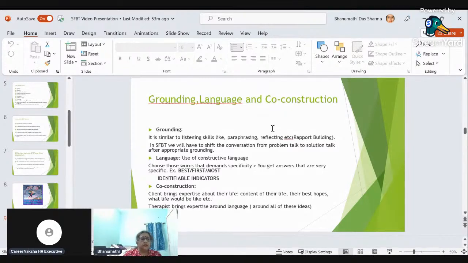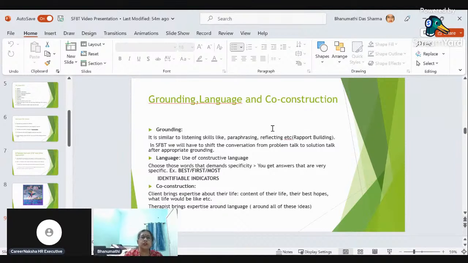I'll just give you an example. Suppose a client comes and talks about the problem, blah blah blah. Then what we do is, after rapport building and proper grounding, we summarize the problem and ask the client, what would you like your life to be like instead of the so-and-so problem? So that way we validate the client. They also feel heard. Catharsis also takes place, and there is a shift towards the desired outcome.